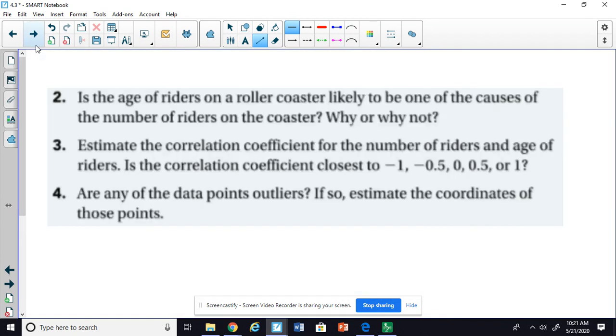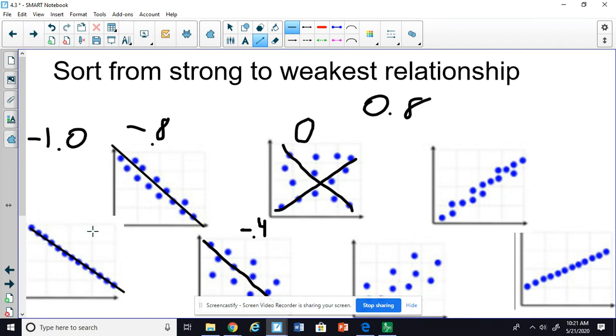So as we get through here, we start to see this. We talk about sorting from strongest to weakest. Since we have negatives and positives, the strength is based on how close it gets to those ones and how close it gets to those zeros. The closer it gets to 1, we see the tightness. The closer it gets to 0, we see it more spread out. Same thing on the other side. The closer it is to 1, the tighter it is, versus the closer it gets to 0, the less tight it is.